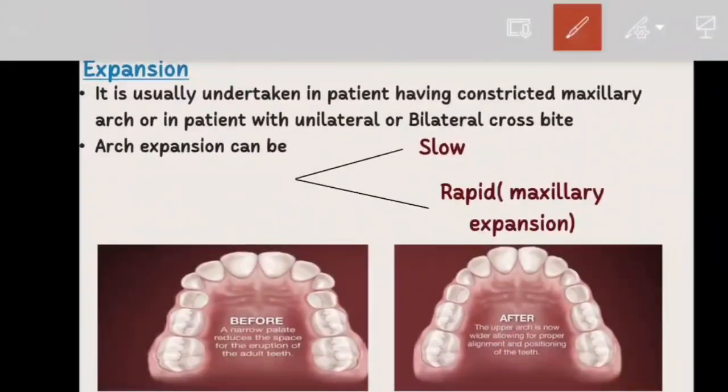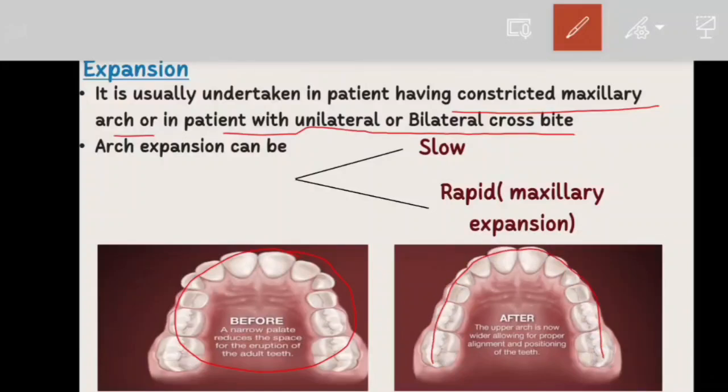Now the second one is expansion. It is used when the maxillary arch is narrow or crossbite is present. Okay, so it is usually undertaken in patients having a constricted maxillary arch or in patients with a unilateral or bilateral crossbite. You can see the diagram, this is before, a narrow arch, a narrow palate which is reducing the space for the eruption of the adult teeth. Then after, the image shows a wider arch.